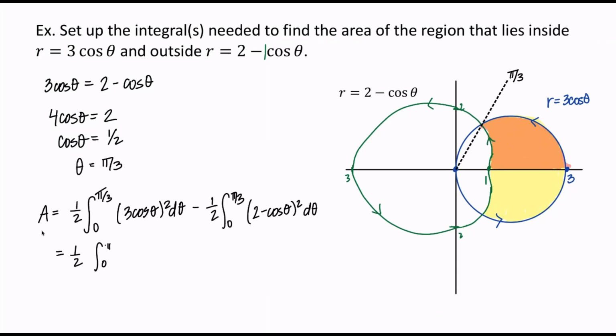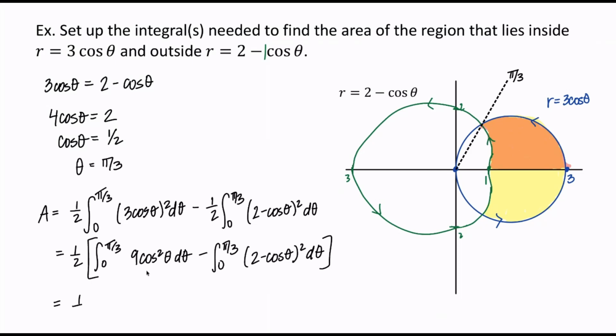And then I have these two integrals, 0 to pi over 3 of, let's write this as 9 cosine squared theta d theta, and then minus, again, I pulled out the 1/2, the integral from 0 to pi over 3. I'm going to leave this as 2 minus cosine theta quantity squared d theta. If I were solving, I would have to expand this out, but I'm just going to leave it. And so because these have the same limits of integration, I can go ahead and combine these to be one integral where I subtract the integrands.